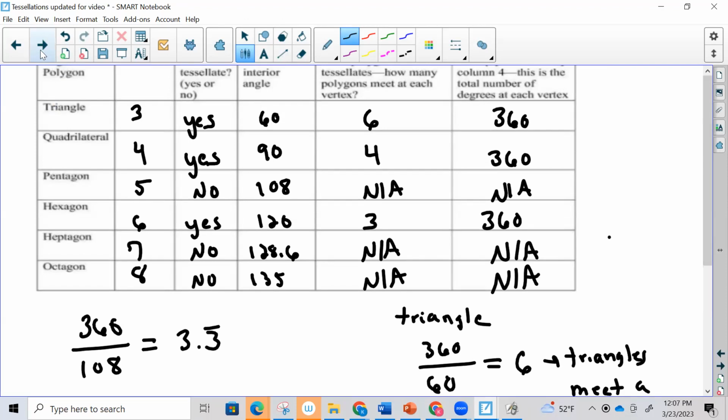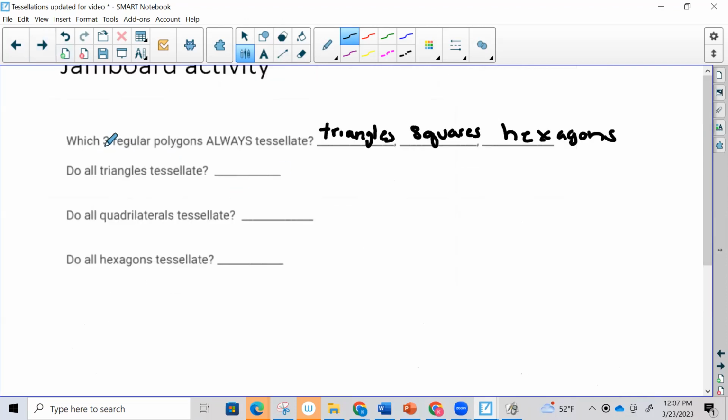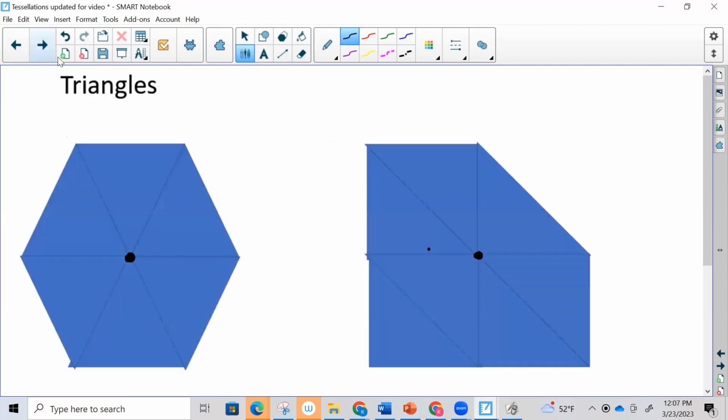So the question we want to ask, after we know that the 3 regular polygons that always tessellate are triangles, squares, hexagons, is: do all triangles tessellate? Do all quadrilaterals tessellate? Do all hexagons tessellate? And so I'm going to show you examples and then explain why or why not for each of these. So the first one is, do all triangles? So here I have an isosceles triangle. Here I have a right triangle.